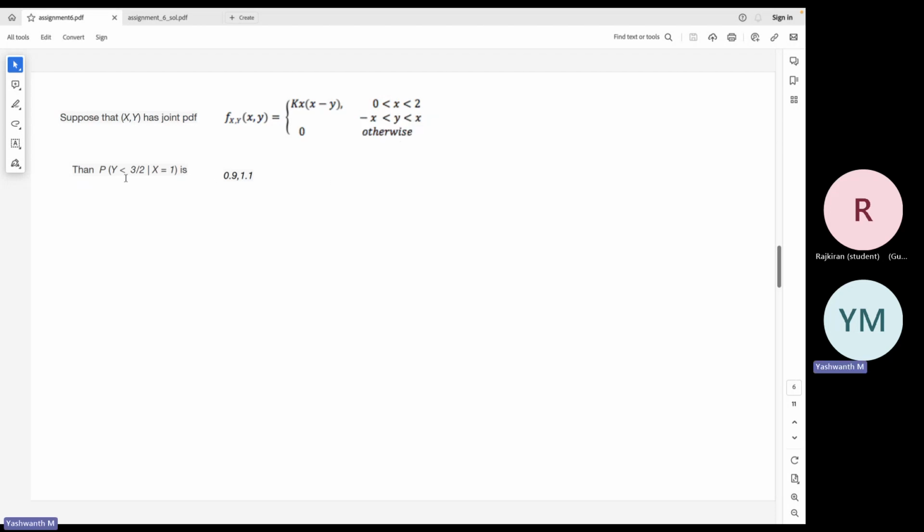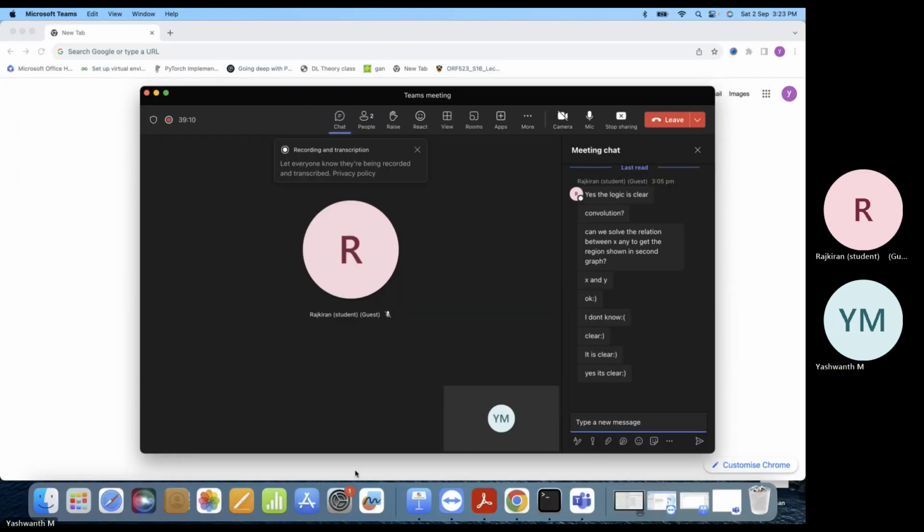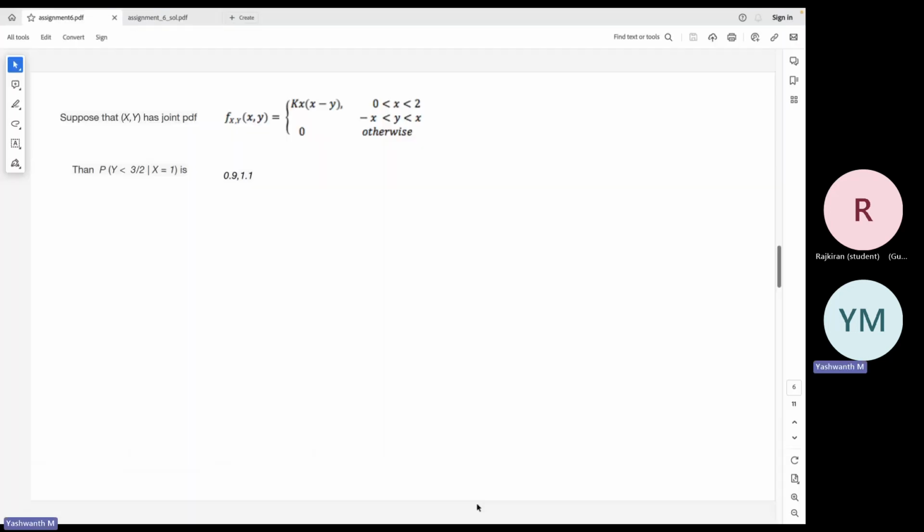But what we are asked is, what is the probability that y is less than 1.5? The maximum that y can take is 1. So you're asked what is the probability that y is less than 1.5, which is 1 actually. So you don't even need to put pen to paper. You understood why it is 1, right?